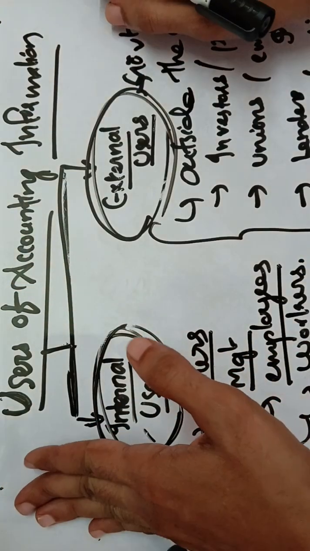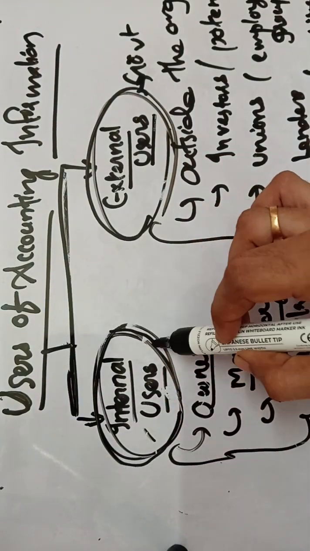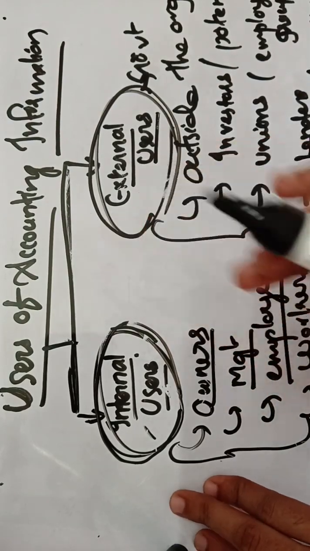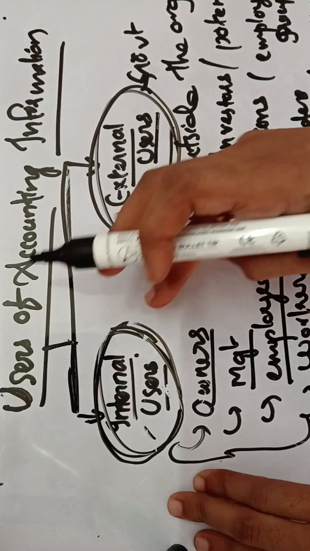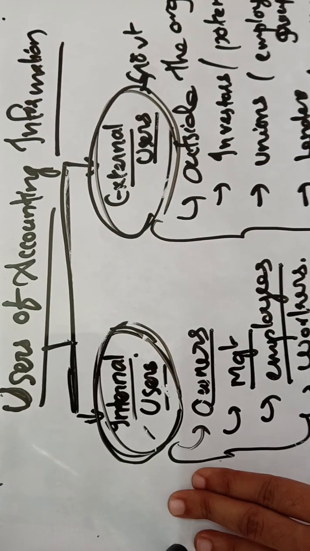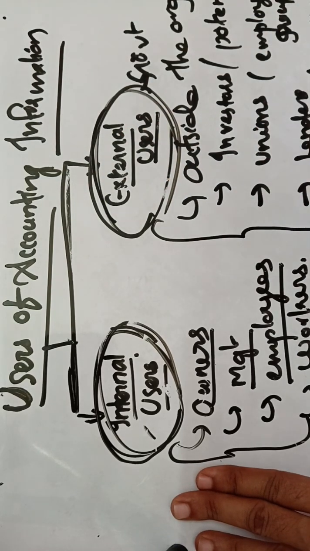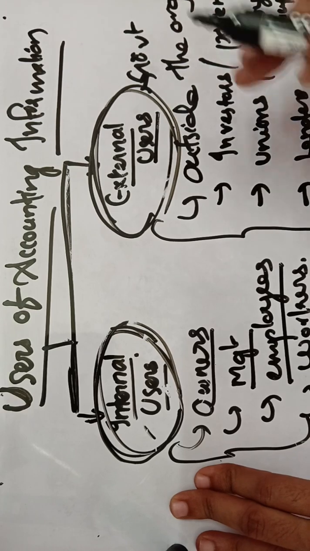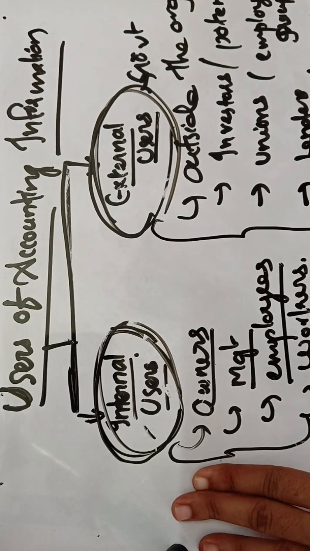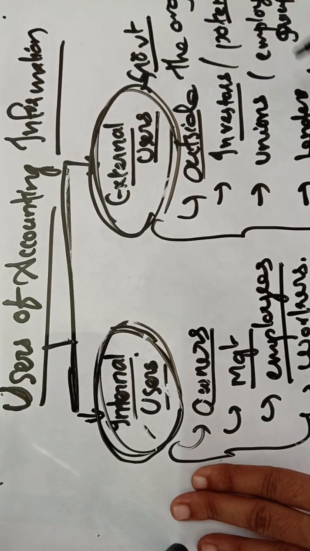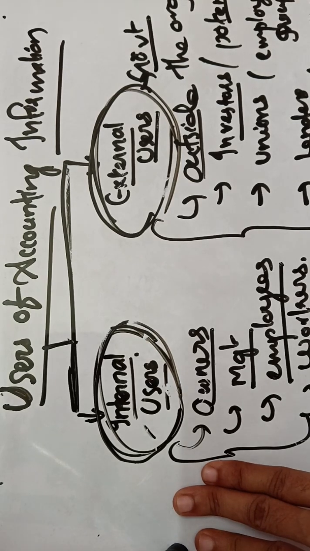So the users of accounting information can be mainly divided into two, that is internal users. Internal users means those persons within the organization who want to know about the business information. This category of people includes owners, management, then employees as well as workers. At the same time, external users are those persons who are outside the organization who are interested to know the accounting information. So mainly they include investors or potential investors, unions or employee groups, lenders or financial institutions, suppliers or creditors, competitors, government or social responsibility groups.